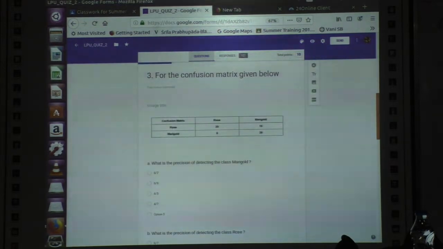Should I discuss this or not, everybody? Should I discuss? Or should I move forward? How many of you want? Sorry? You only want? Sir. You want? Okay. What was the question? Confusion matrix 2016, 2015.